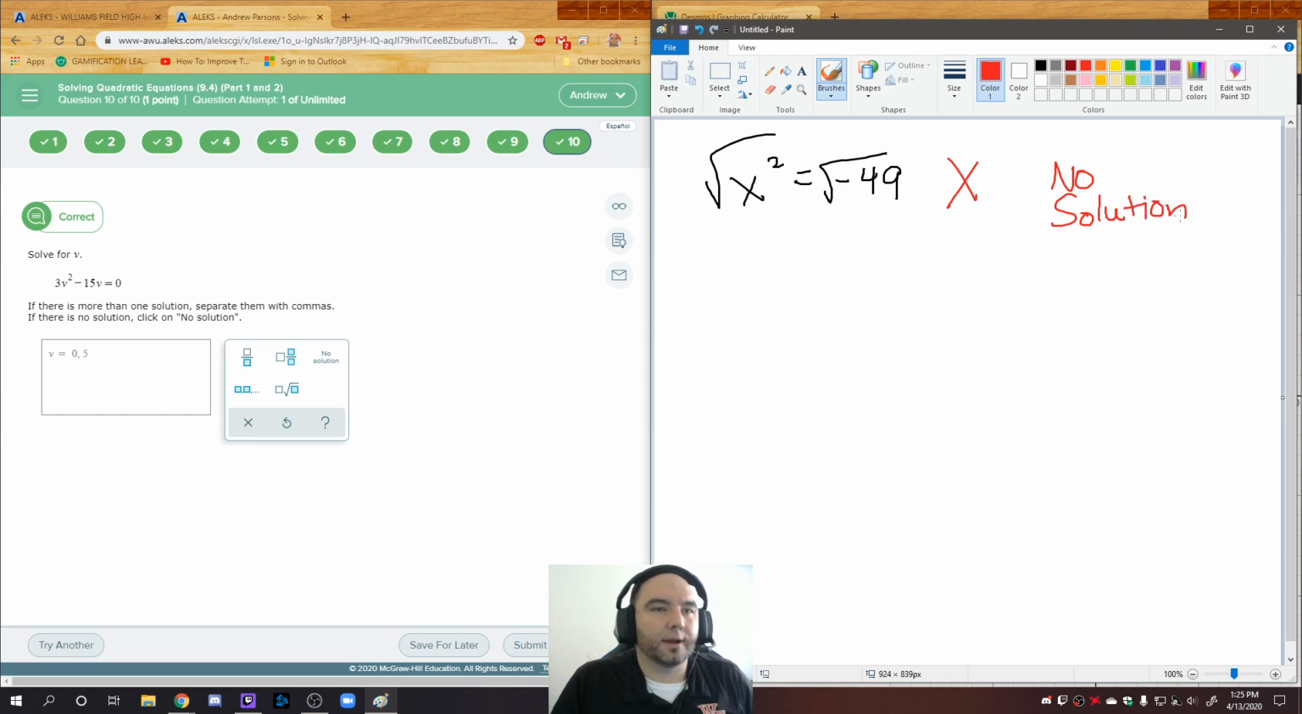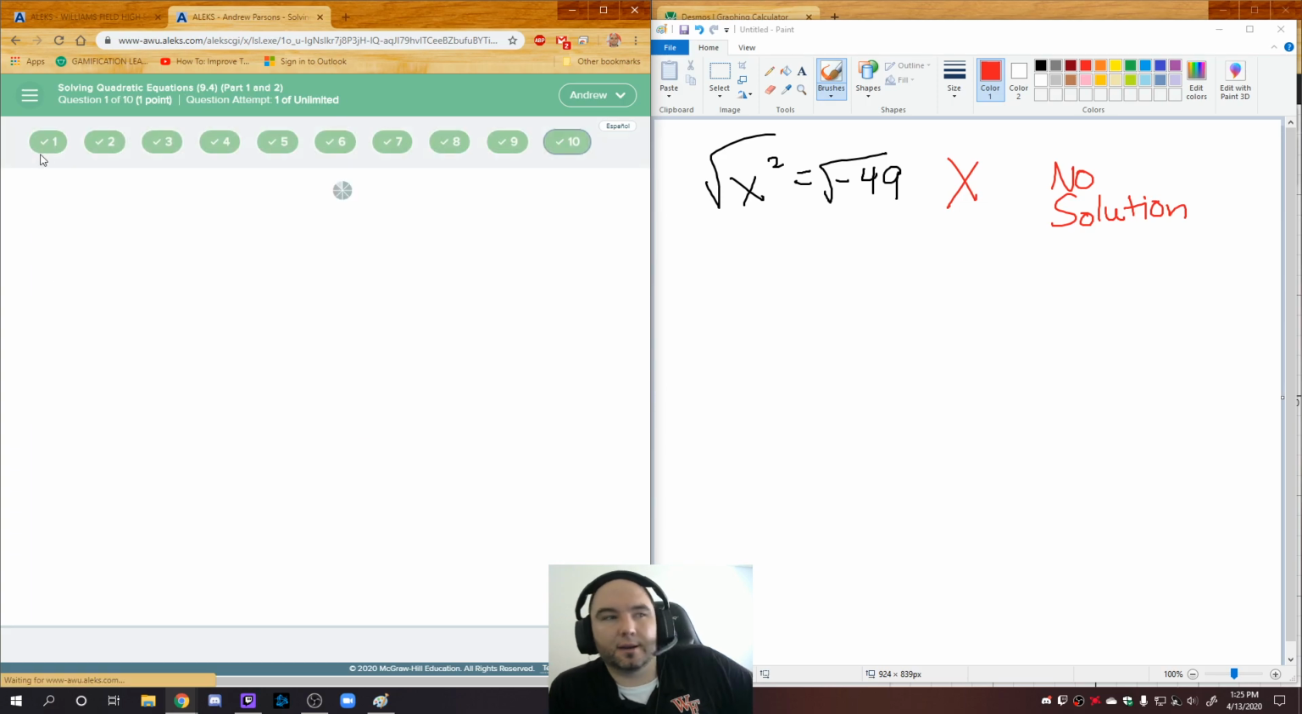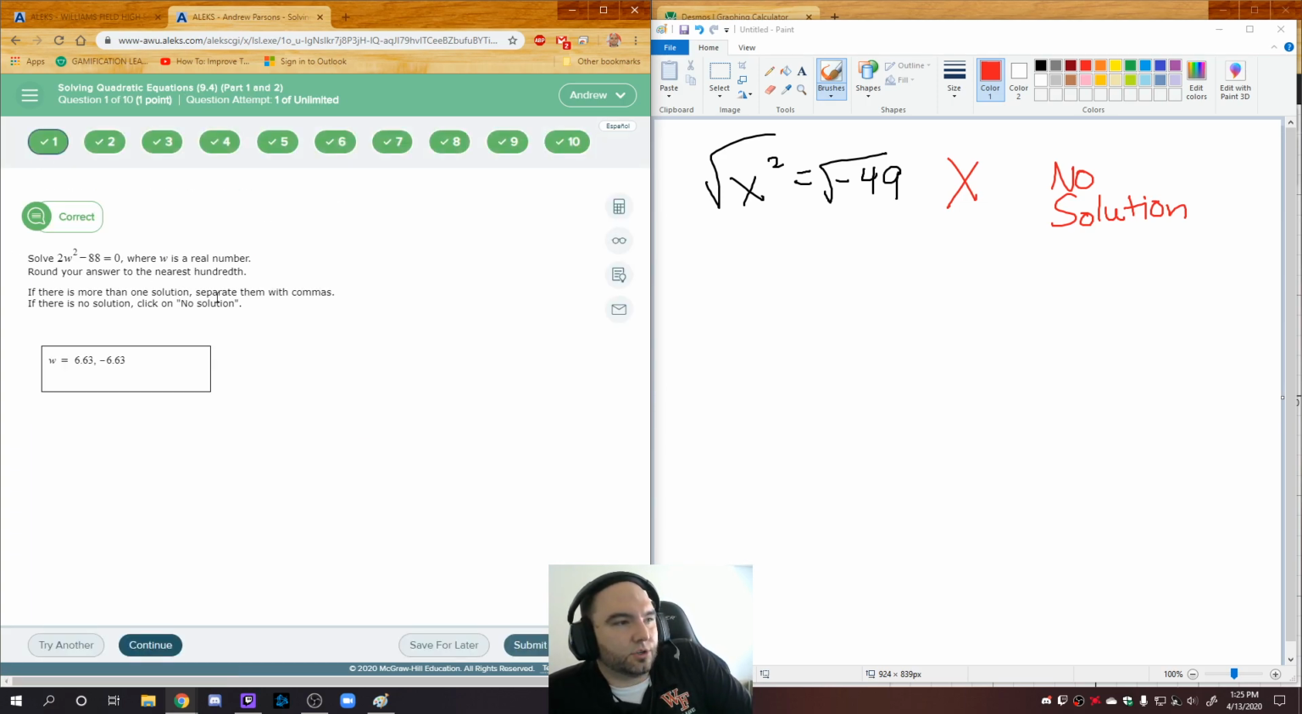Solution. All right, so just so you know, if you're ever doing this and you're asked to take a square root of a negative, that's actually no solution. So that's why on some of these problems, if I were to go back to the beginning, I believe it had no solution as a suggestion, right? If there's no solution, click no solution.